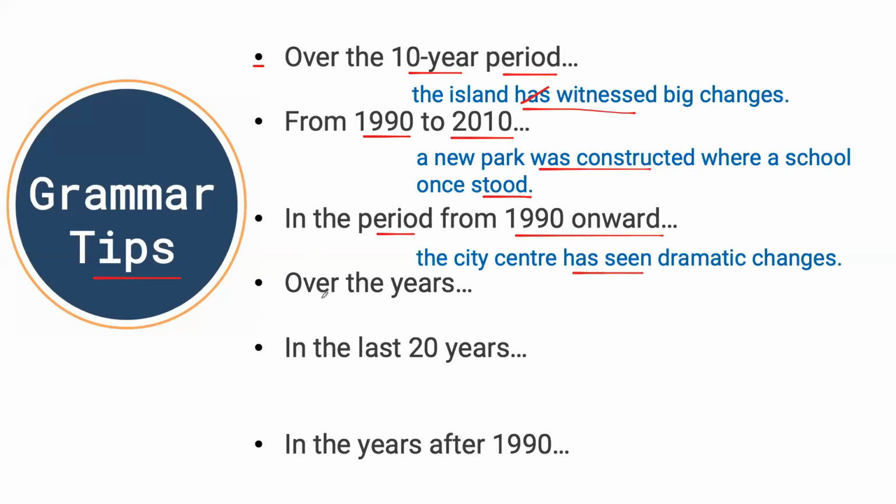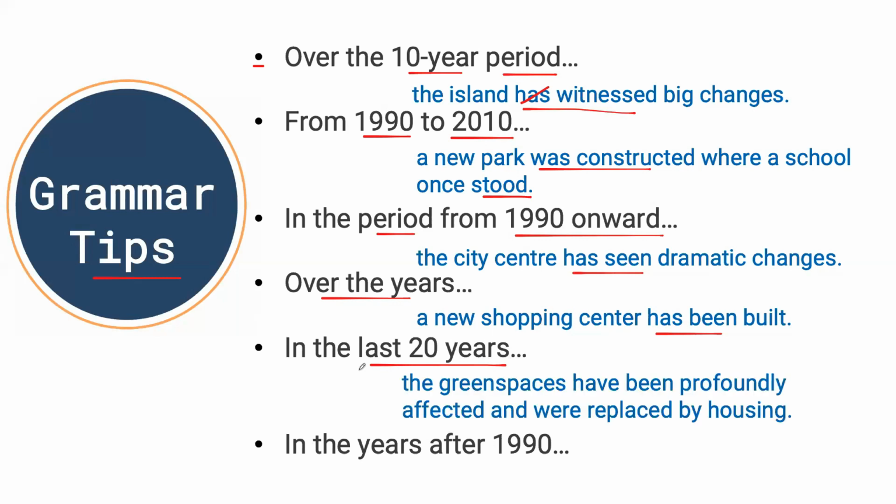Here we see over the years. This is quite vague. So we would say a new shopping center has been built. This is not specific to a time, and over the years could contain today. So if we're talking about something, a map or a redevelopment scheme that is currently in existence, we could say this. In the last 20 years. So if we say in the last, that means it is continuing up to today. So we would use present perfect.